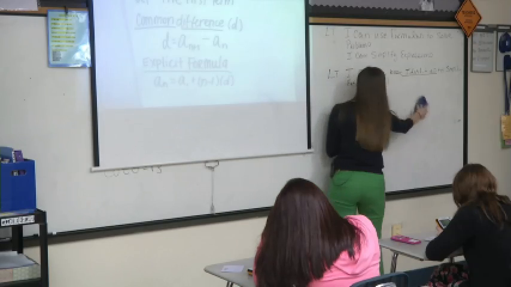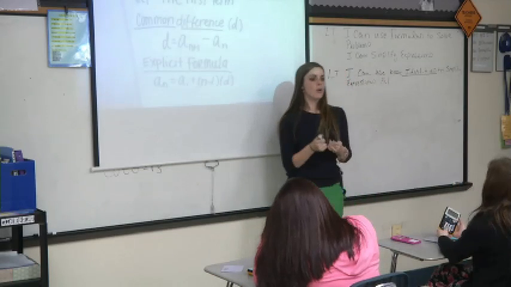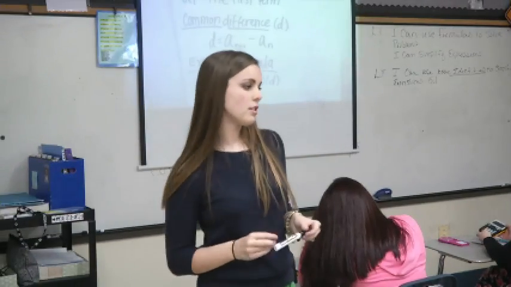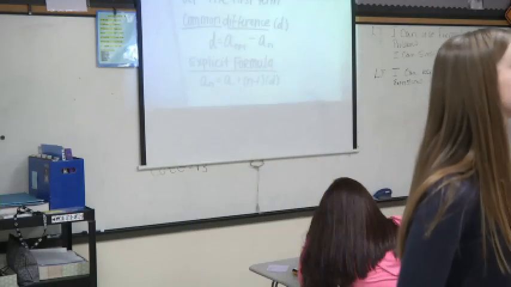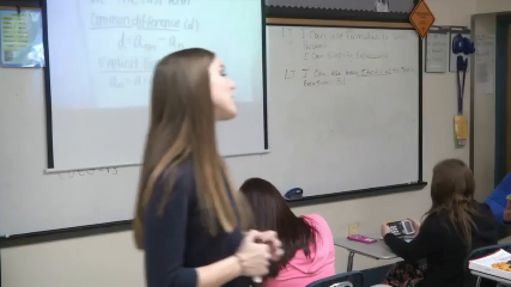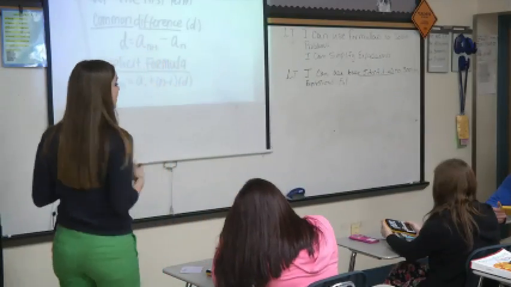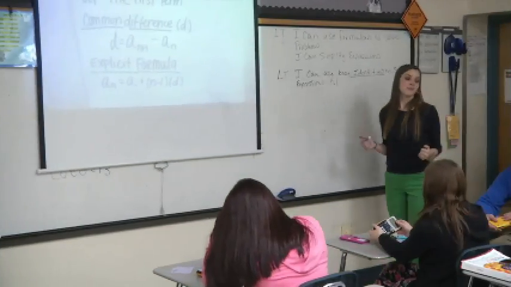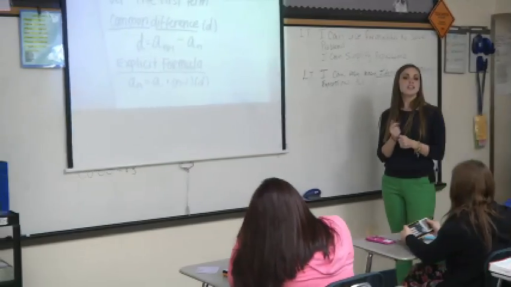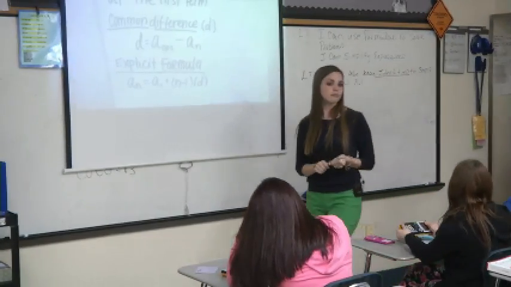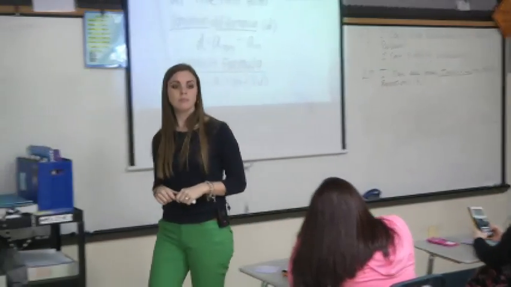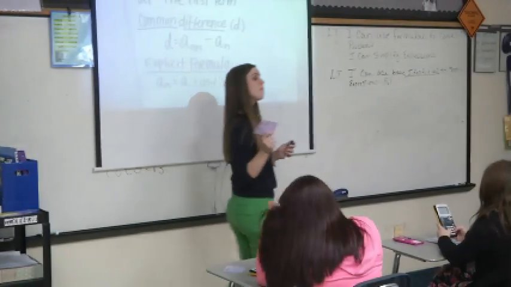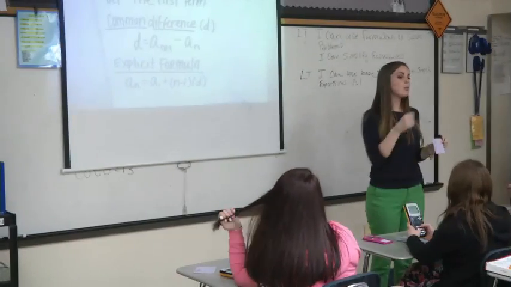What's your problem, Carol? What do you call a list of numbers that have a common difference? Arithmetic sequence. So that's the definition of an arithmetic sequence: a list of numbers that have a constant pattern. All right, what's your problem? How do we define the first term? A1. A sub 1.